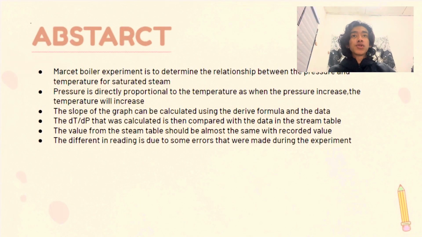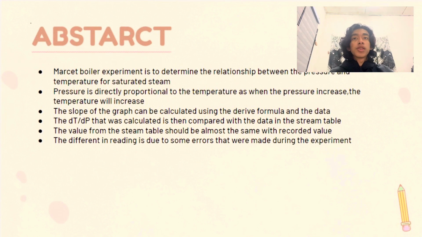And now I will go through the introduction first, which is the abstract. The Marcet boiler experiment is to determine the relationship between the pressure and temperature for a certain system. When the pressure increases, the temperature will increase because the pressure is directly proportional to the temperature. From the data we use from the direct formula and data, we can get the slope of the graph that can be calculated. And the dT over dP that was calculated is then compared with the data in the steam table. The value from the steam table should be almost the same as the recorded value.